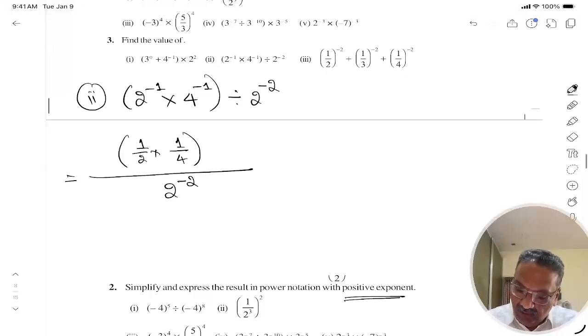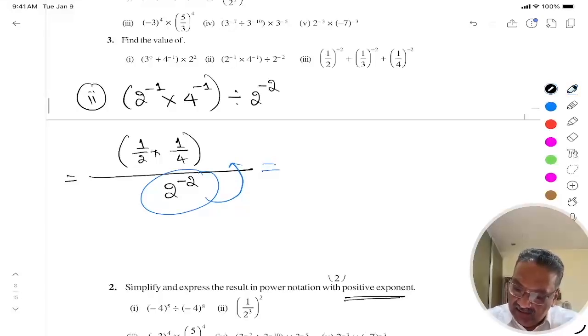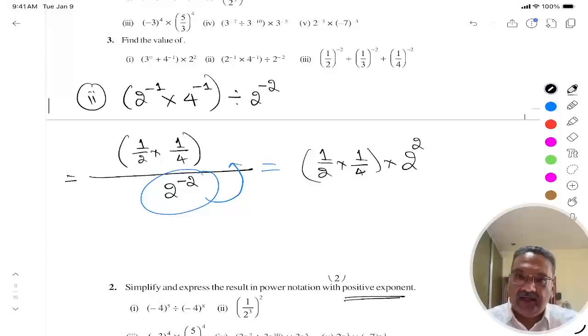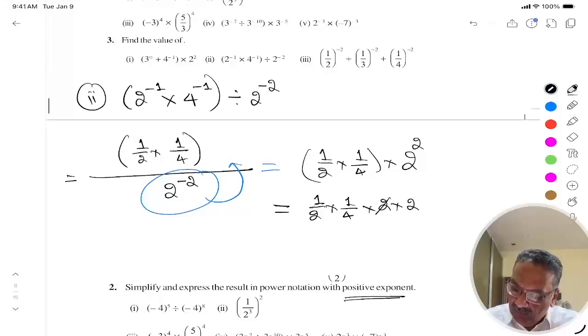Now what I will do is, I will take this 2 to the power of minus 2 to the numerator. Then this is equal to 1 by 2 into 1 by 4 into 2 square, because a to the power of minus m is equal to 1 by a to the power of m. So this becomes 1 by 2 into 1 by 4 into 2 into 2. 2 2s are 4. This equals 1 by 2. So the answer to the second one is 1 by 2.